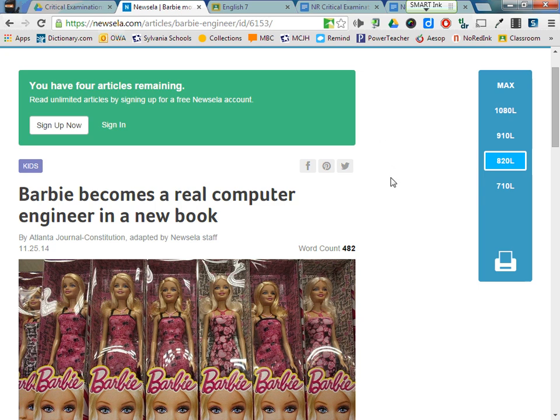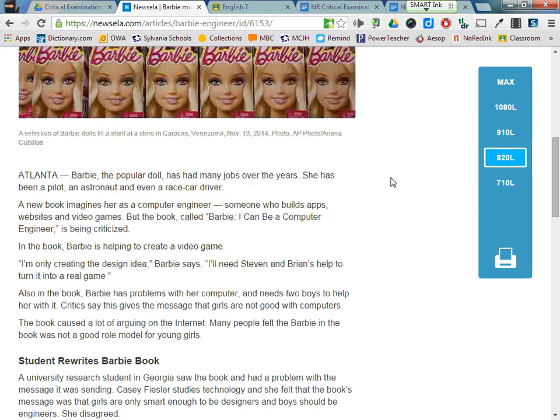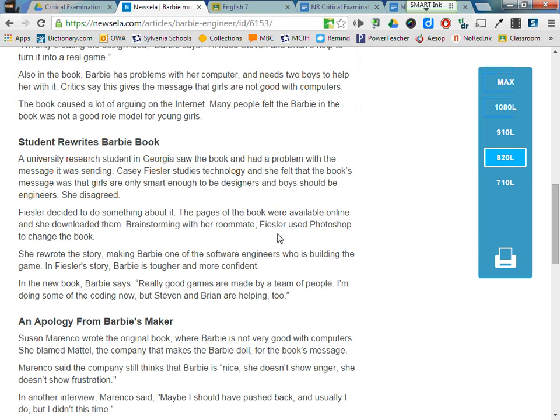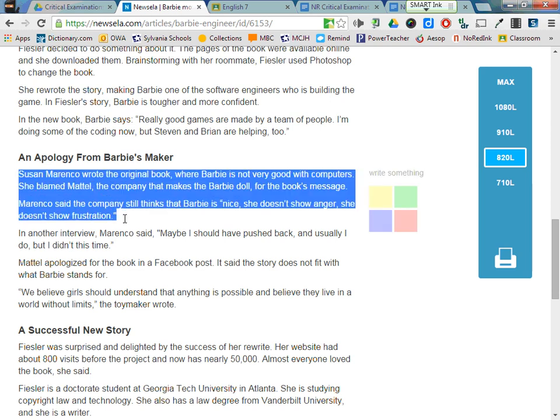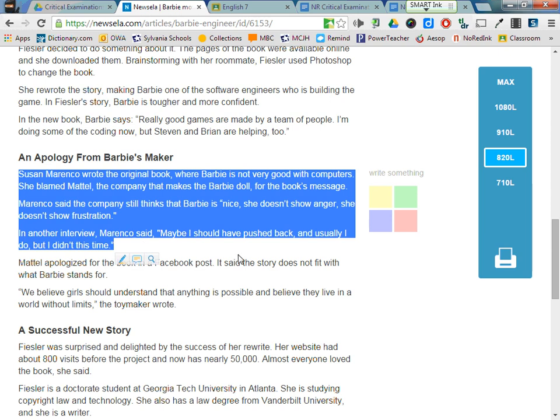Now that you've finished reading, let's think about the article. First, let's see if we can find any testimony. Testimony refers to any person in the article speaking. Now you might say, well, there's Barbie speaking. However, Barbie's not a person, therefore we cannot consider that to be testimony. Let's look through. Here we go. Susan Marenko was the writer of this Barbie book, and she makes certain statements. From this paragraph down to this paragraph, Marenko has made statements about the book.